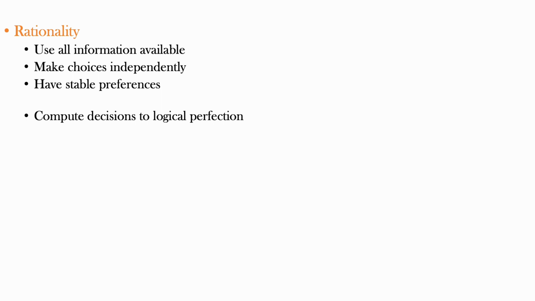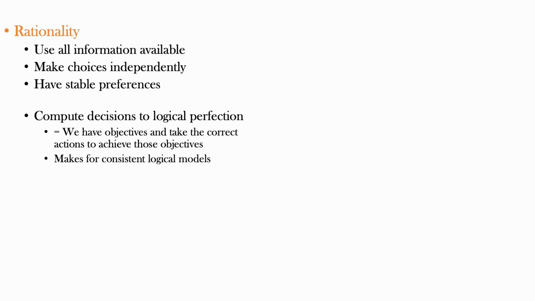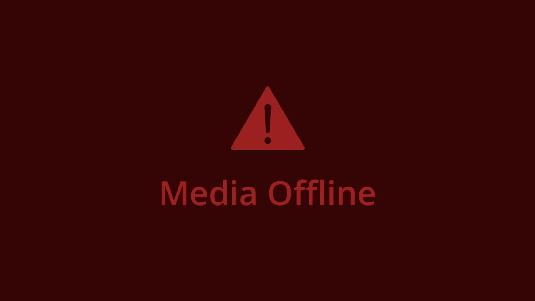In other words, we're assuming that we have clear objectives and take the precisely correct actions to achieve those objectives. This makes for consistent logical models, and as we'll explain in a bit, will allow us to predict how the economy usually behaves. And the immediate consequence of assuming rationality, more often than not, is the idea of profit maximization. That is, that individuals are attempting to maximize profits, where profits and how those are defined we'll come to in a bit.